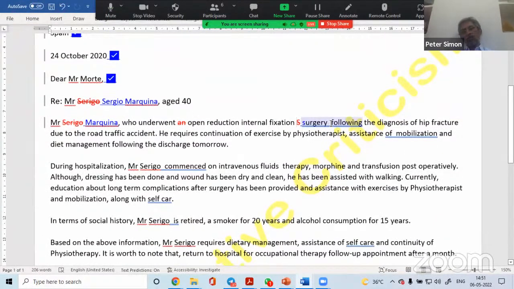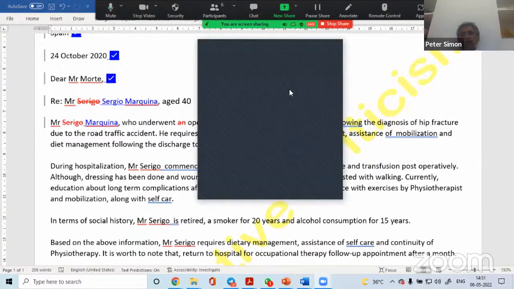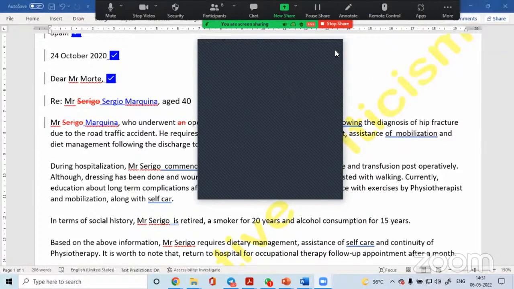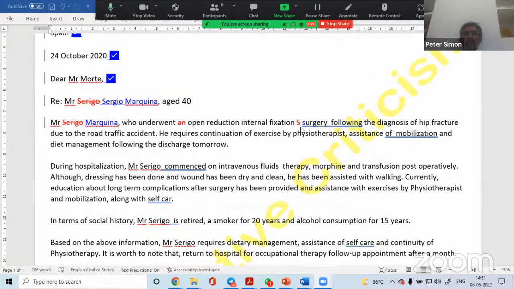Mr. Marquina, who underwent an open reduction internal fixation surgery. Which is more important? Is the diagnosis important or the surgery? Which is the latest one you write here? Yes, Lineo, you can unmute now. Is that clear? Which is the latest one? Surgery is the latest one or diagnosis is the latest one?